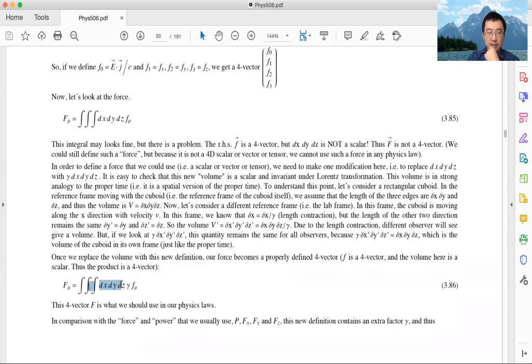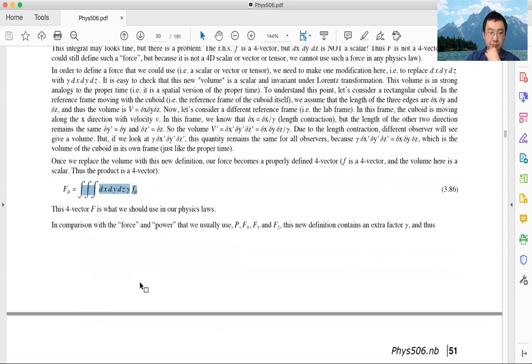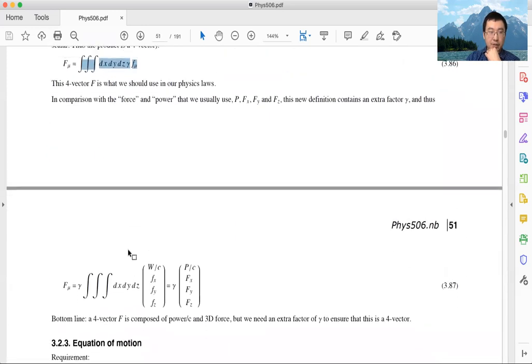Because this guy is a scalar, now the scalar times the vector is a vector. So this integral gives me a proper definition of a 4D vector. That is the 4D force vector we are going to utilize when we write down the equation of motion. Let's explicitly write down this formula here. Let me put this gamma factor out, dx, dy, dz. The first component we already know is power density divided by speed of light. The last three components are the force density.